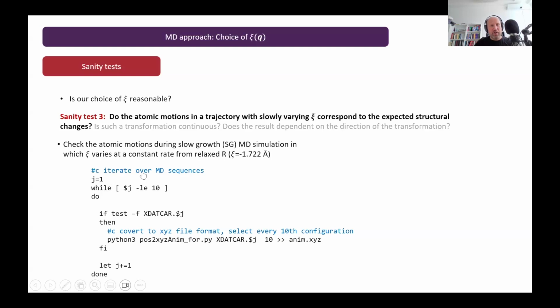I loop over molecular dynamics sequences, test if the XDATCAR file exists, and if it does, I convert it to XYZ format, which can be visualized by common visualization software such as Molden, JMol, VESTA, and others. For that, I'm using this conversion utility, and here I used 10 as an argument, which tells the program to select not every, but every 10th structure, so that the animation I'm creating is not too long. I can watch it quite quickly.